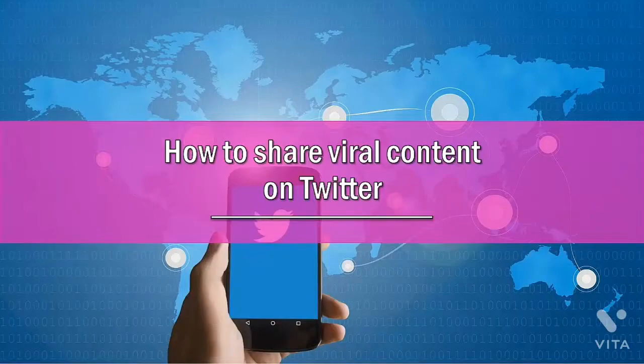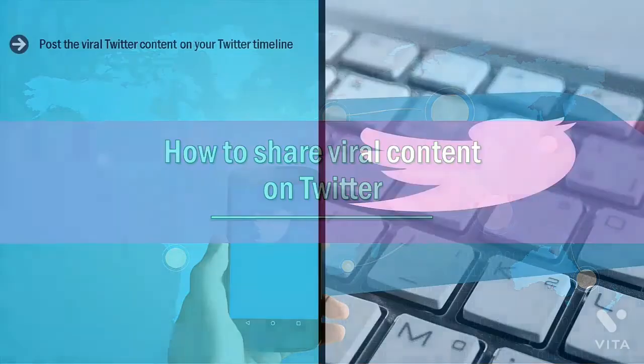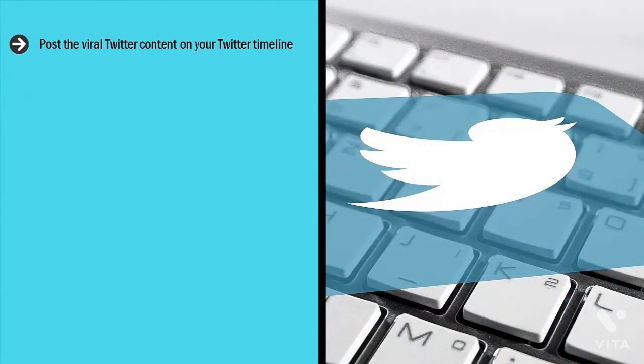How to share your viral content on Twitter. Post the viral Twitter content on your Twitter timeline. After you have posted the actual viral content, video or link or picture, tag influential accounts in your niche. These are people who already follow this type of content. Tag them to get their attention. If you've done your research properly, you should know who these people are. Chances are you are syndicating some of their content as well.